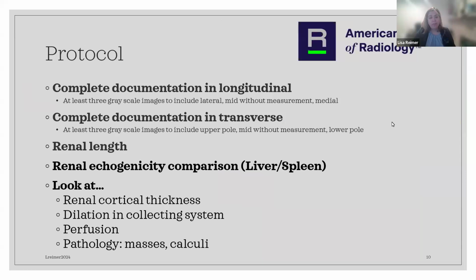Okay, so this is what our American College of Radiology, ACR for short, tells labs that are accredited through them that they need to do for a renal ultrasound. So it's important to take images in two planes, assess length, look at echo texture. We're going to talk about all of that.